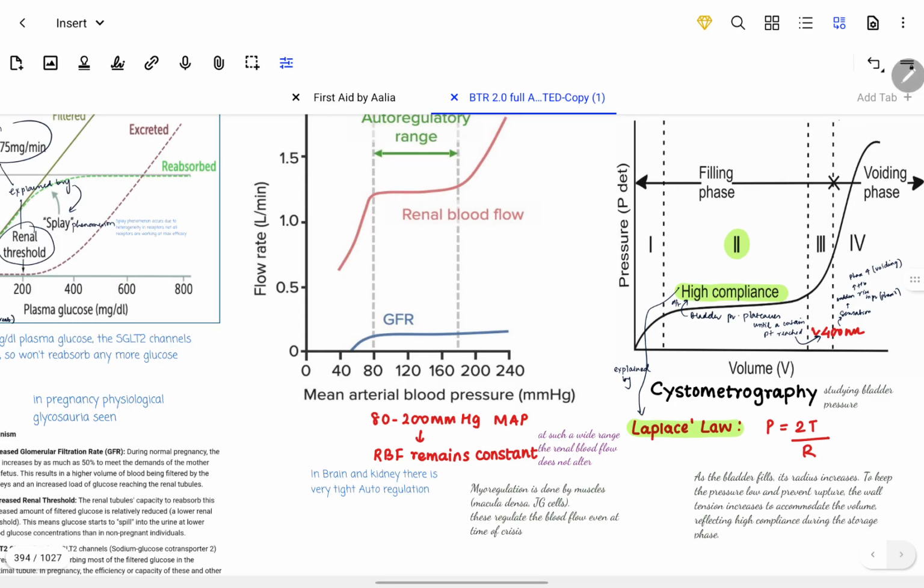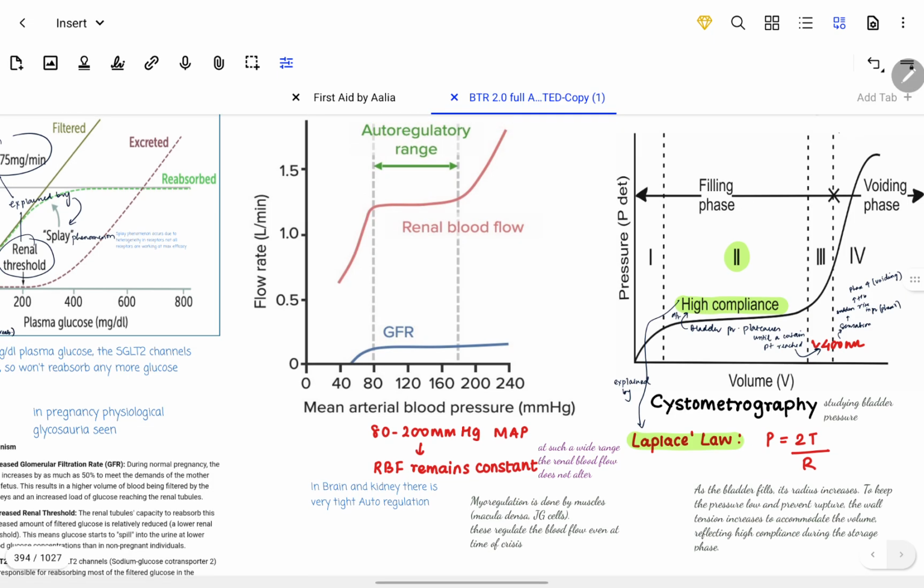Cystometrography. As the bladder fills, its radius increases. To keep the pressure low and prevent rupture, the wall tension increases. You know the Laplace law formula, P equals 2T upon R. When the bladder is filling, we want the pressure to be low, so we increase the wall tension to accommodate the volume; it stretches. This is high compliance, and high compliance is explained by the Laplace law.